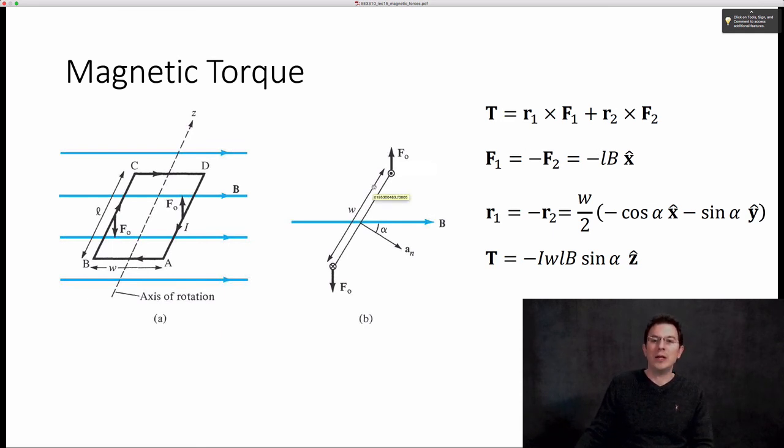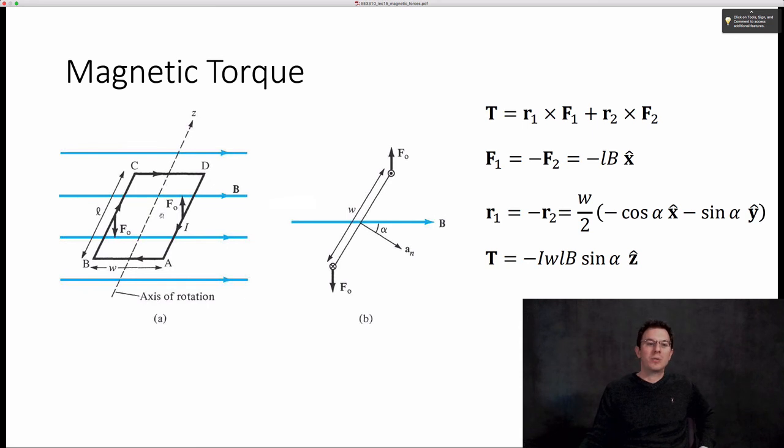But when you integrate I dL cross B from this point to this point, you just get the total length L times the current I times the magnitude of the magnetic field B, and that's pointing in this case in the minus x hat direction, right? That's equal and opposite to the force felt by the opposite side of the loop. So one side is being pulled up, the other side is being pulled down.